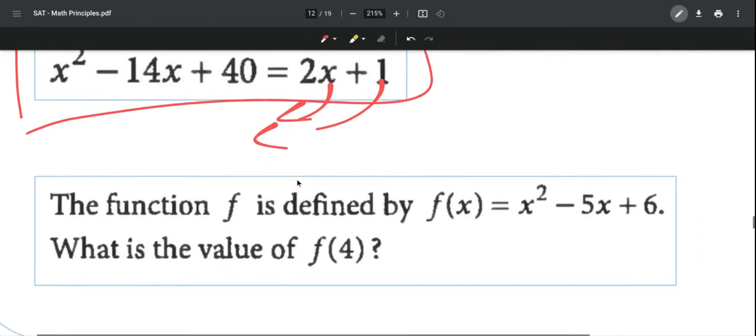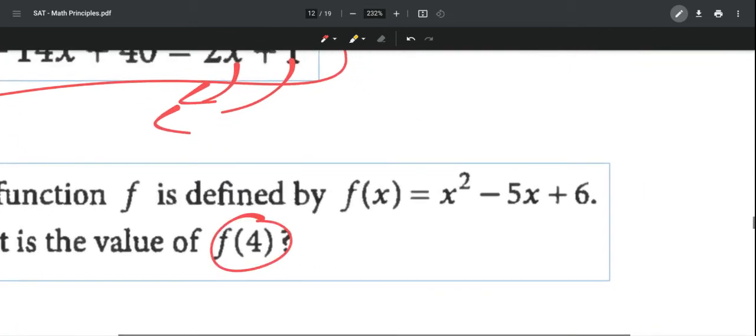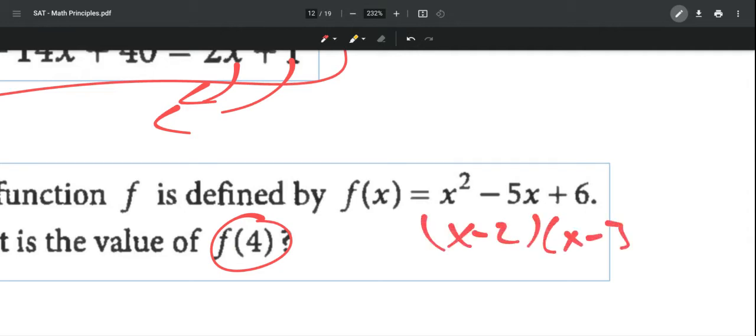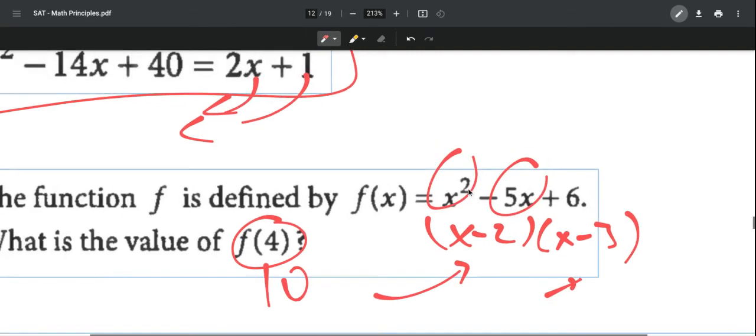Or maybe here too, they say the function is defined by x squared minus 5x plus 6. Maybe you're tempted to just input the 4 and just kind of operate it. But in this case it's 4, so it's not that bad. But maybe you can just factorize first. So you want to factor it like this: x minus 2 times x minus 3. So if instead of 4, this were an 8, or even a 10, it's definitely easier to work with this than to square, multiply, and then replace with every single instance of the x.